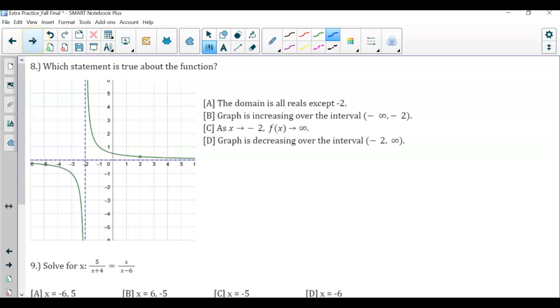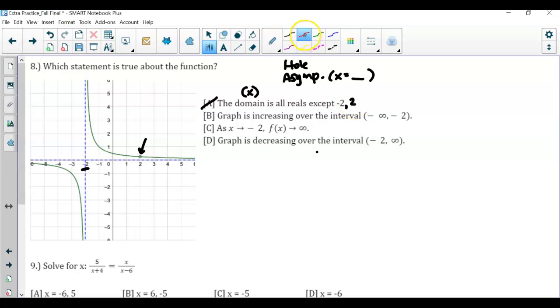Question number 8, which statement is true about the function? So the domain, the x values, is all reals except for this one value of -2. So again, remember, the graph does not exist. We use our hole and asymptote. So in this case, we would look for the vertical asymptote, x is equal to a value. So now notice how we do have our vertical asymptote right here at -2, but we do have a hole at the x value of 2 as well. So A is false because it's both -2 and 2, where the graph, the domain, does not exist.